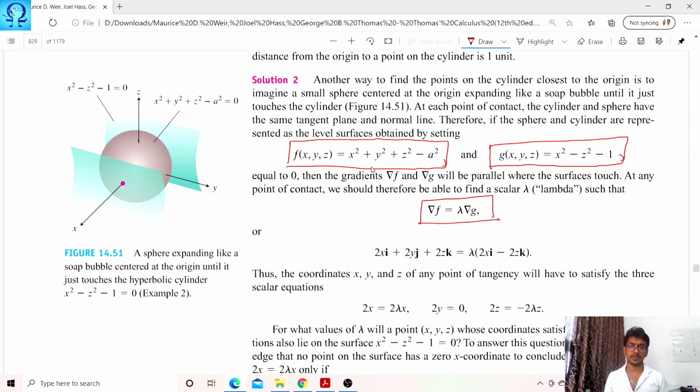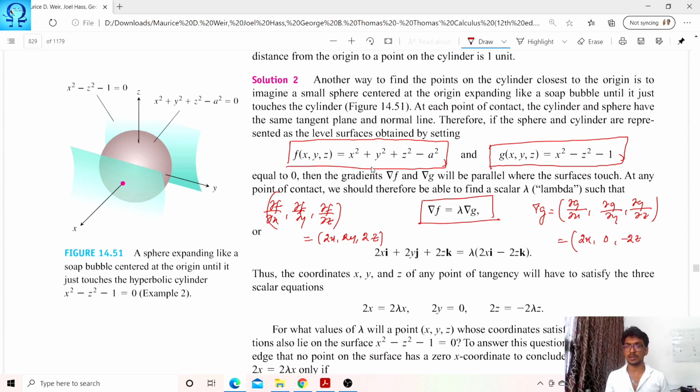So we shall equate these two things. From your f, you find del f upon del x, del f upon del y, and del f upon del z, and that happens to be 2x, 2y, 2z. So your del g is going to be del g upon del x, del g upon del y, del g upon del z. This is going to be 2x, 0, minus 2z. If you equate them in the vector notation, you get this quantity.